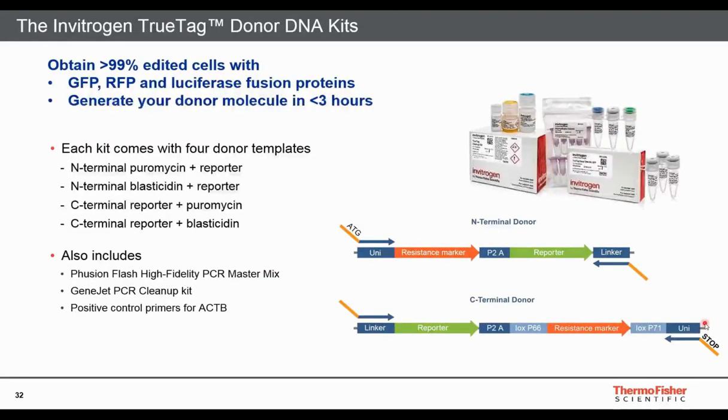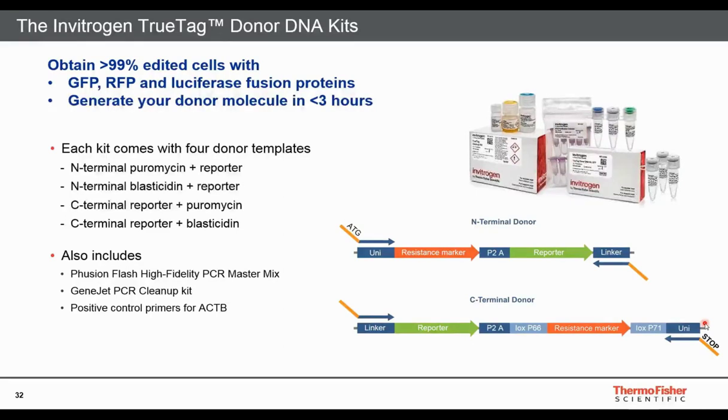So, in summary for this bit, we have our new TrueTag donor DNA systems, and this allows you to get greater than 99% edited cells. We currently have solutions for GFP, RFP, and luciferase fusion proteins, and you can generate your donor molecule in less than 3 hours. Each of these kits includes 4 different donor templates, 2 for N-terminal tagging and 2 for C-terminal tagging, with puromycin or blasticidin resistance proteins.